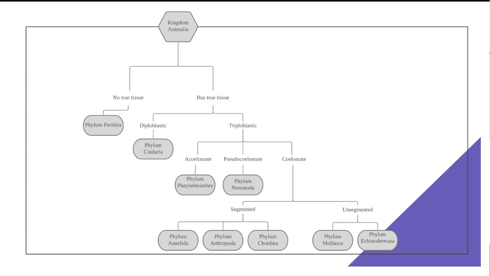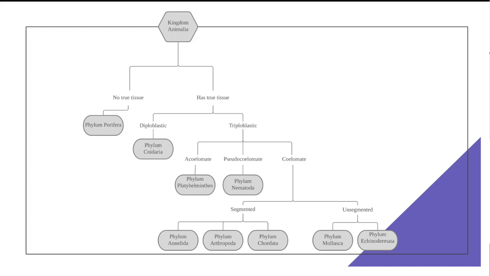So let's start. If it does not have true tissue, it goes under phylum Porifera. If it does have true tissue, then we're going to look at its germ layers. So based on the germ layer, if it is diploblastic, it is going into phylum Cnidaria. If it is triploblastic, it is going into the next classification characteristic.